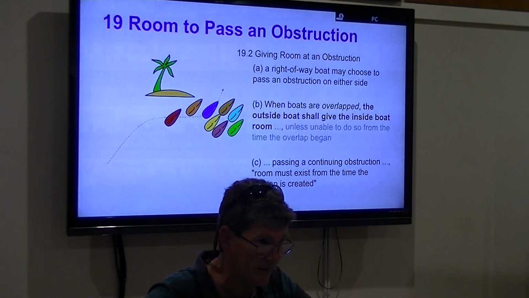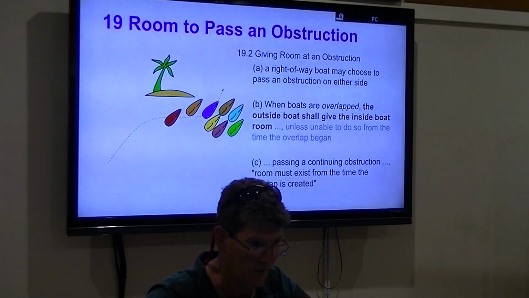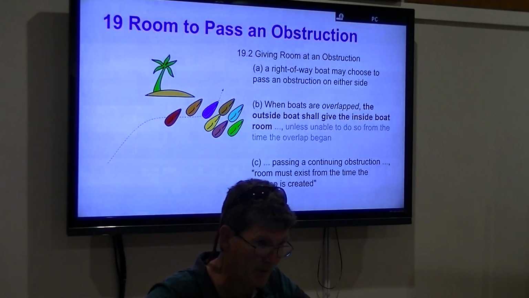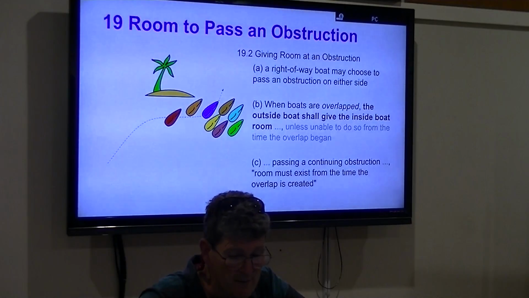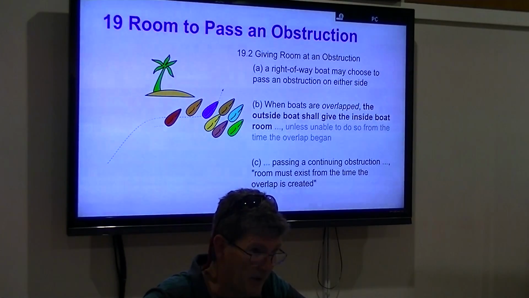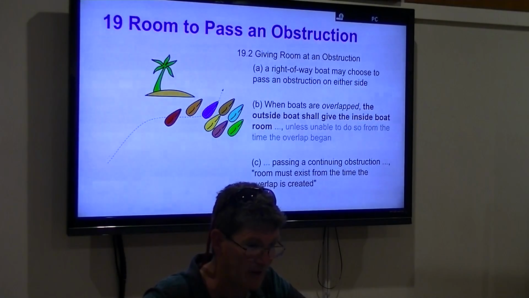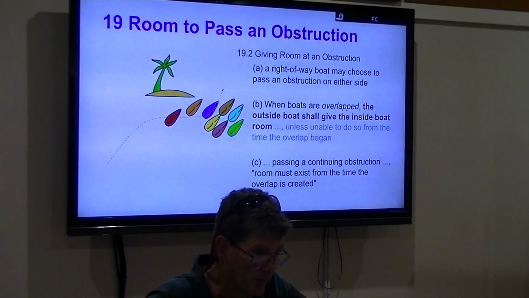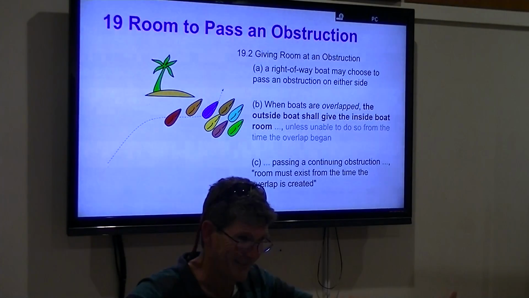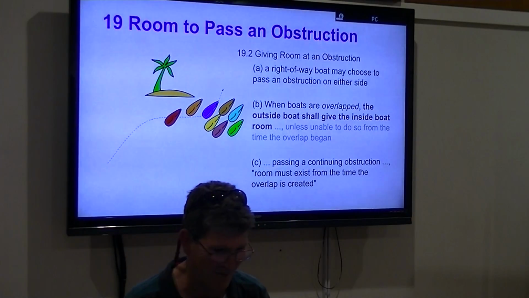Well, if the room didn't exist when they joined that queue, they shouldn't have done it. Take the Hobart Start. Yeah, well, exactly. So room must exist from the time the overlap is created. So if someone lines up those 20 boats and there's only a 10 boat gap coming up, then the last 10 boats to join it would have broken the rules. How you get them through is lots of shouting and protesting and stuff.